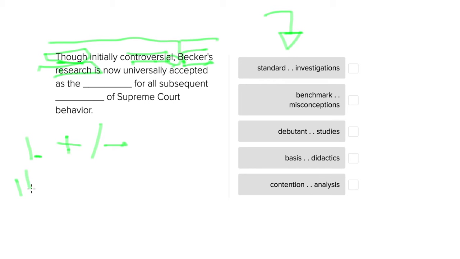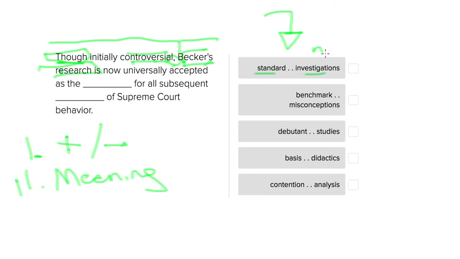The second criterion, of course, is going to be the meaning of each of these words and whether or not that makes sense in context. So let's go ahead and see which pairs of words satisfy both of these criteria. First pair here is standard, investigations. So a standard is an example, something that you can go back to. So though initially controversial, Becker's research is now universally accepted as a standard. It makes sense because it's now going to be exemplary of all subsequent, and the next word we're using is investigations of Supreme Court behavior.